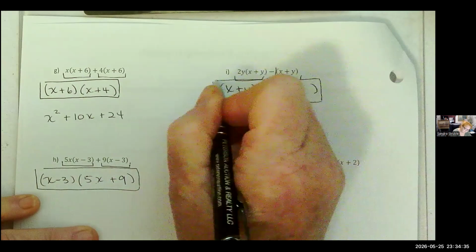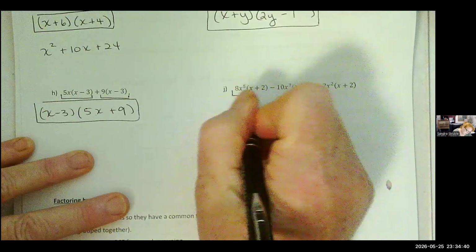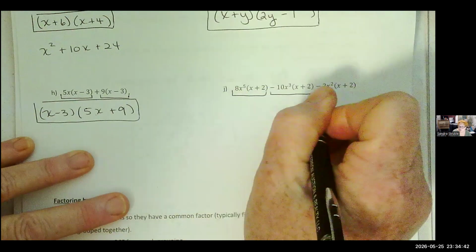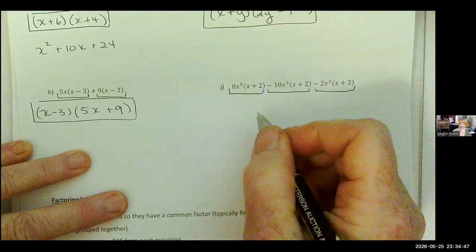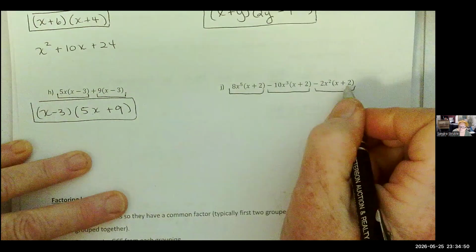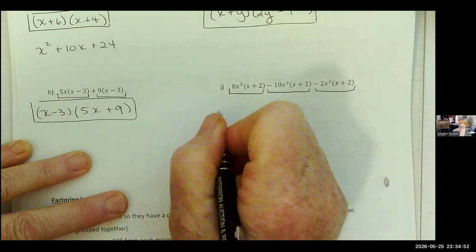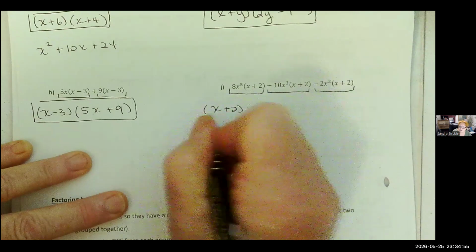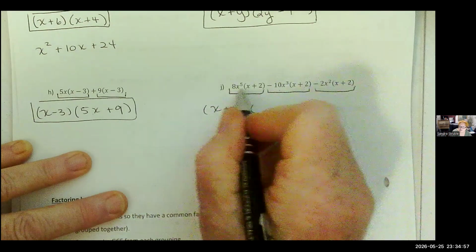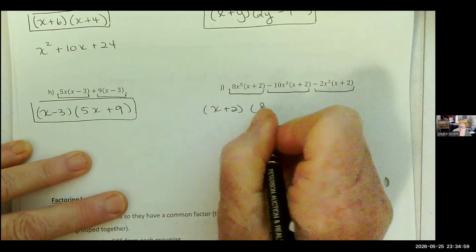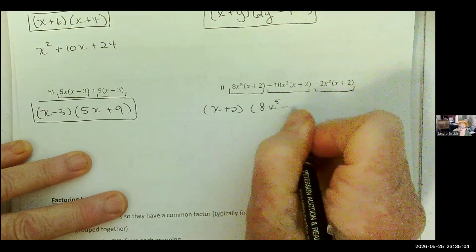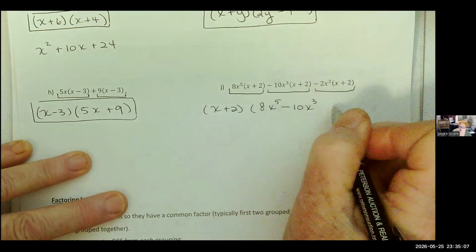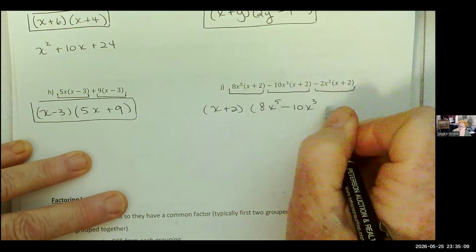Oh, now we've got 3 terms. 1, 2, 3 terms. This looks fun. Why don't you attempt this one? Come back to see how you did. The 3 terms have in common x plus 2. When you factor x plus 2 from the first term, you're left with 8x to the fifth. When you factor out x plus 2 from the second term, you're left with negative 10x cubed. And when you factor x plus 2 from the third term, you have negative 2x squared.